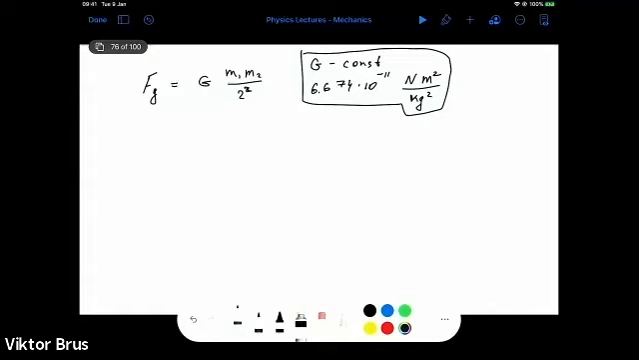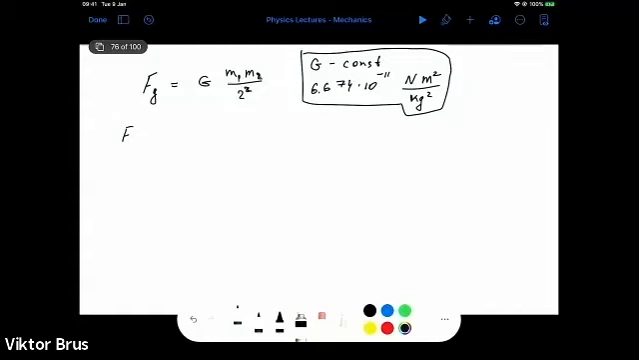So as you see, we don't have vectors here. If we want to write this gravitational law in vector form, usually it's done in this way. In that case, we need to be more specific. Let's say we have body 1 and body 2.